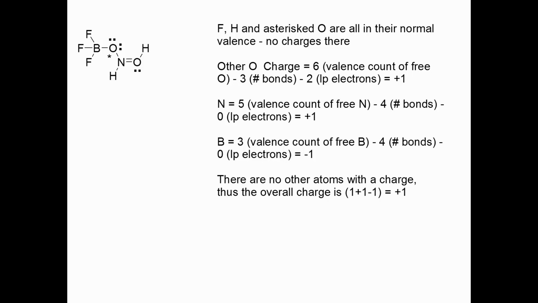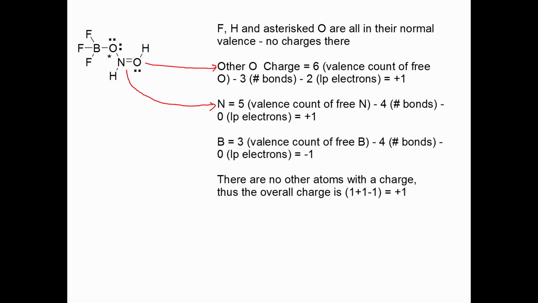Okay, so if we look at the charged oxygen, which is the one right here, 6 valence electrons in a free oxygen, -3 bonds, -2 lone pair electrons, it's +1, so there's a +1 there. The nitrogen, okay, is the only nitrogen we have in the molecule, so there's no confusion as to which one it is. 5 valence electrons in free nitrogen, -4, -0 is +1. It looks kind of like the ammonium ion in that respect.